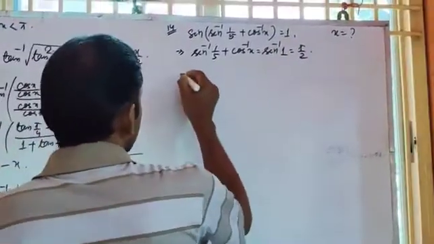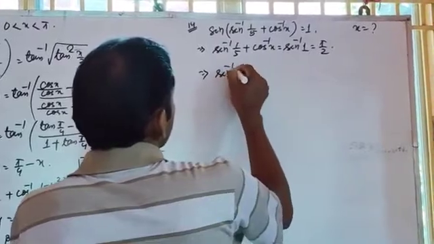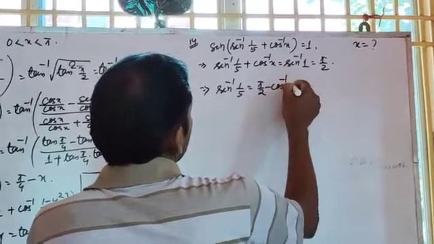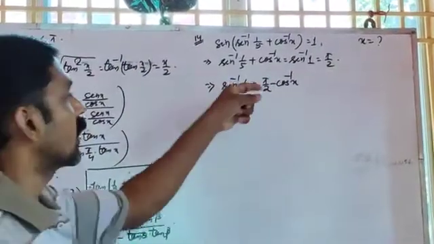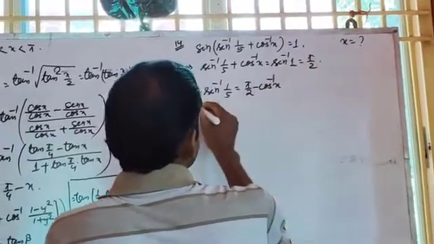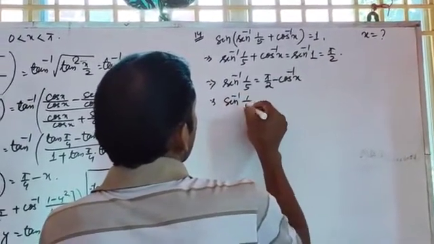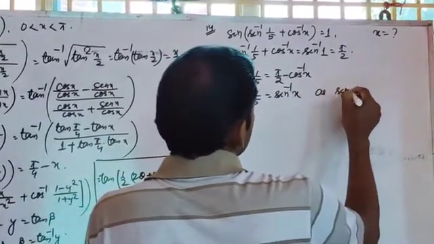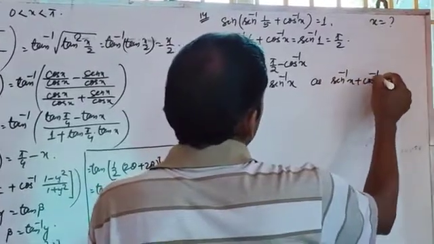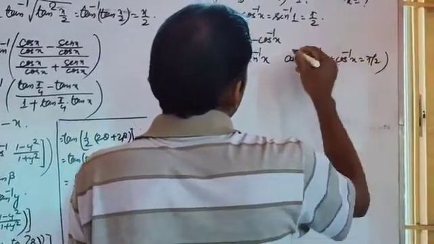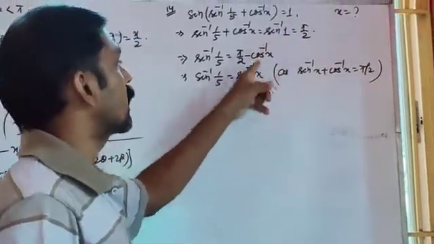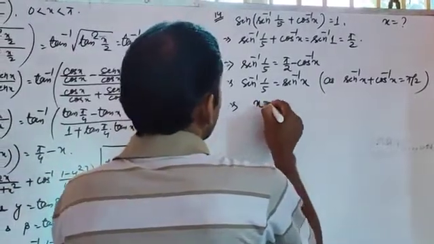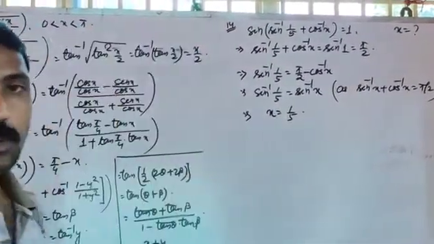This implies sin inverse 1 by 5 equals pi by 2 minus cos inverse x. And we know sin inverse x plus cos inverse x equals pi by 2, so pi by 2 minus cos inverse x is sin inverse x. So sin inverse 1 by 5 equals sin inverse x. Now both sides have the sin inverse function, so we get x equal to 1 by 5. This is the value of x.